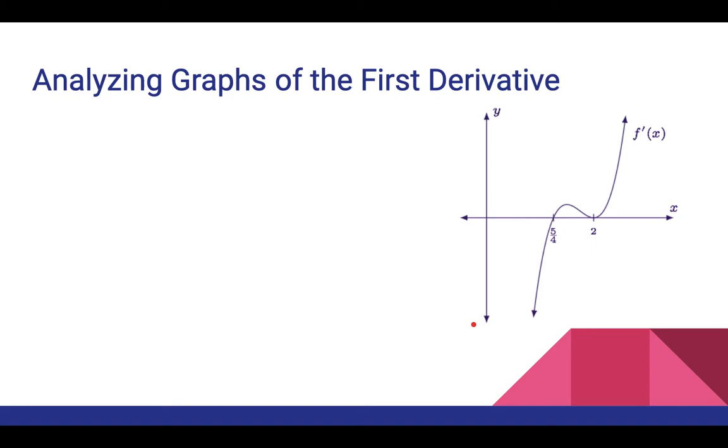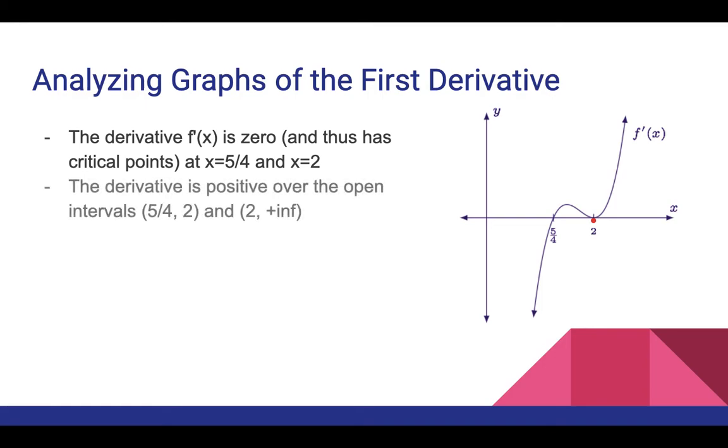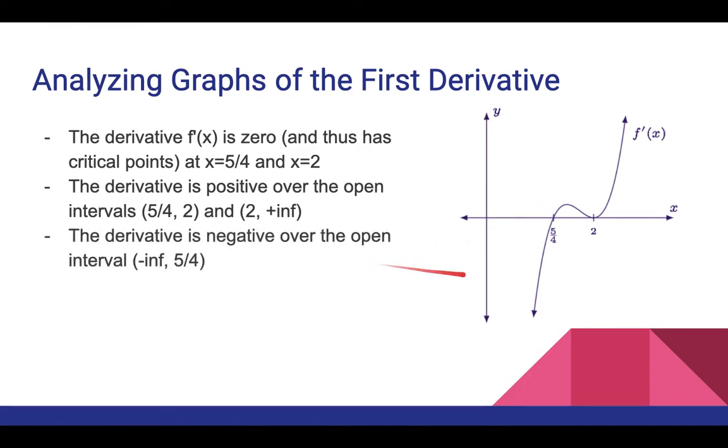So we can use this to determine critical points, local extrema, and increasing and decreasing intervals. First we recognize that the derivative is 0 at x equals 5/4 and 2, since we have an x-intercept for the curve of our derivative here. The derivative is positive over the open intervals 5/4 to 2 and 2 to positive infinity, as we can see right here, because it's in the positive region of the y-axis. The derivative is negative over the open interval negative infinity to 5/4, because for any x value less than 5/4, our derivative is in the negative part of the y-axis.